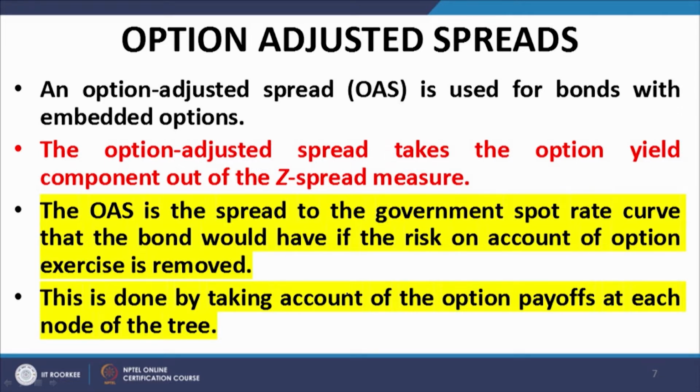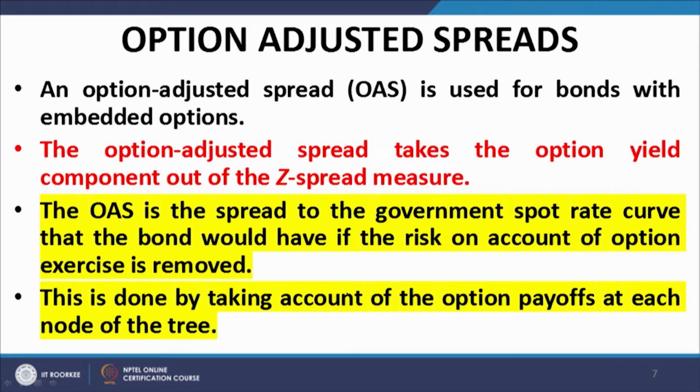The option adjusted spread is the spread to the government spot rate curve that the bond would have if the risk on account of option exercise is removed. Let me repeat this, as this is the definition of the option adjusted spread. It is the spread to the government spot rate curve that the bond would have if the risk on account of option exercise is removed. This is done by taking account of the option payoffs at each node of the binomial tree.